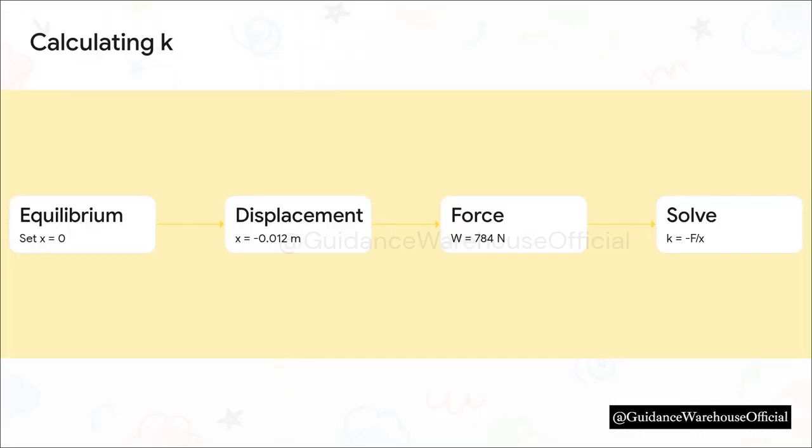Let's crunch some numbers with a real-world scenario. Imagine an 80-kilogram person gets into a car, and the car settles 1.20 centimeters. Let's work step by step to find that car's k value. Step 1. Equilibrium is 0. The displacement, x, is downward, so it's negative 0.012 meters. Step 2.